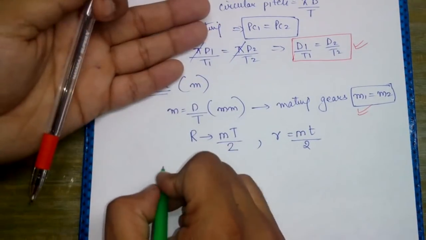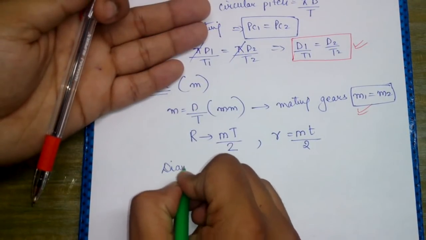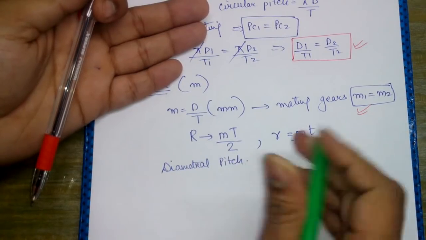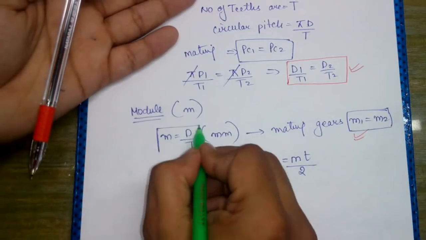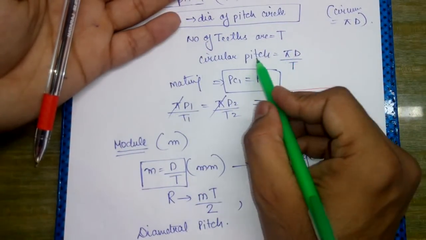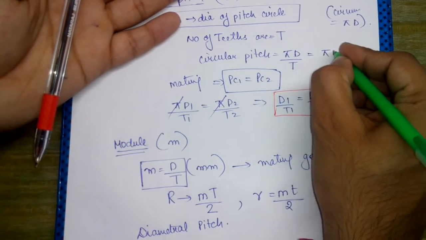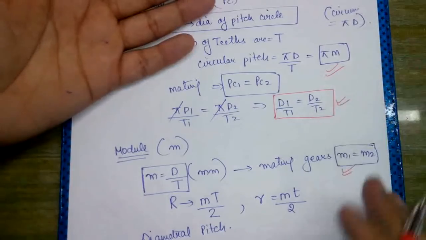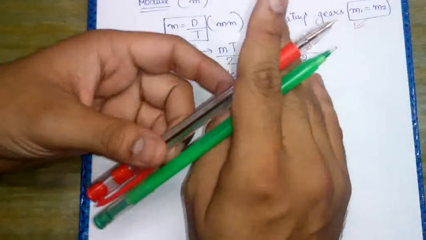The next terminology that we will discuss is diametral pitch. So m is equal to d by t. In this we can also write the circular pitch is equal to pi into m. So here we can also use the formula pi into m, where m is the module.